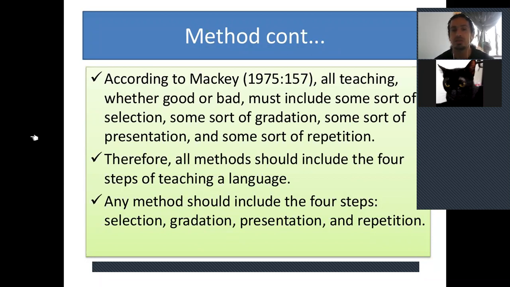So, sort of selection. What materials are you going to select for the activity, right? So, for example, are you going to use 20 videos in one class? No. Are you going to use only one video for one class? Let's say 2 or 3. Are they connected? Yes, of course, they need to be connected. So this says, therefore, all methods should include the 4 steps of teaching a language, right? And these steps are going to be related to selection, gradation, presentation, and repetition.